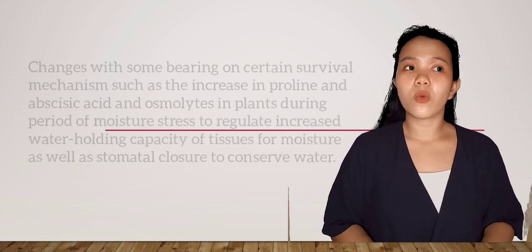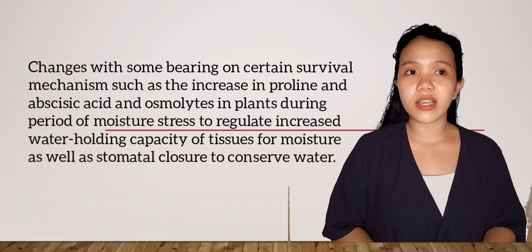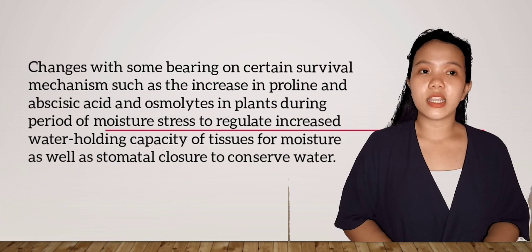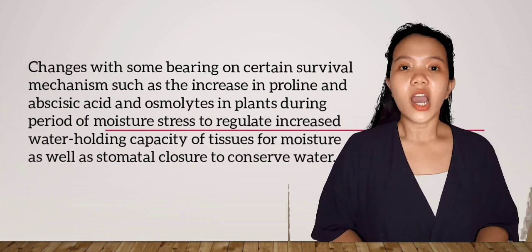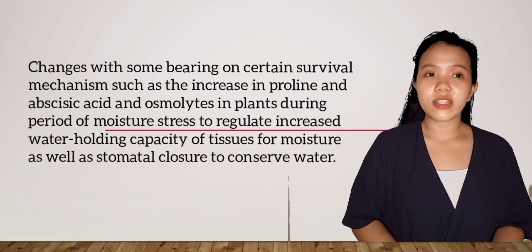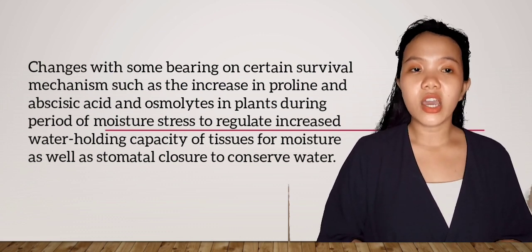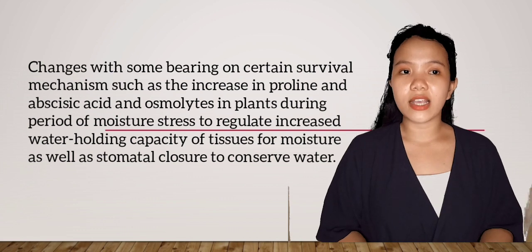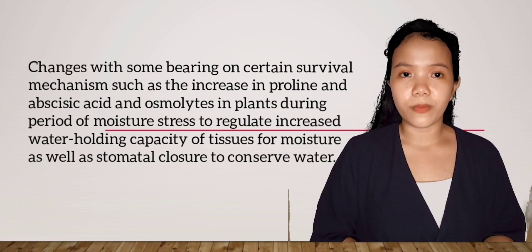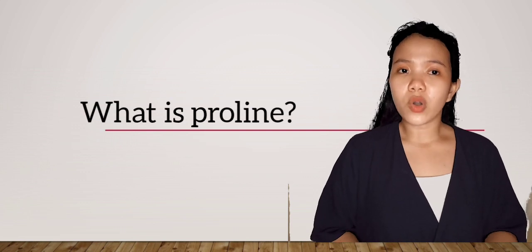It is the changes with some bearing on certain survival mechanisms, such as the increase in proline, abscisic acid, and osmolytes in plants during periods of moisture stress to regulate increased water holding capacity of tissues for moisture, as well as stomatal closure to conserve water. So, what is proline? Proline is an organic acid classified as a proteinogenic amino acid, although it does not contain the amino group NH2 but is rather a secondary amine.